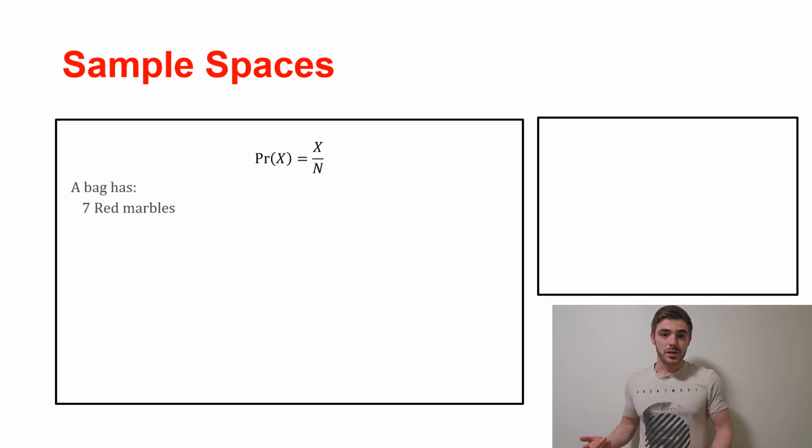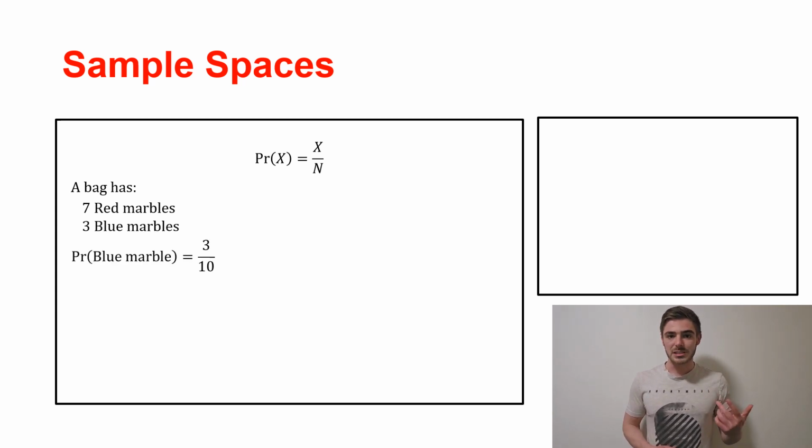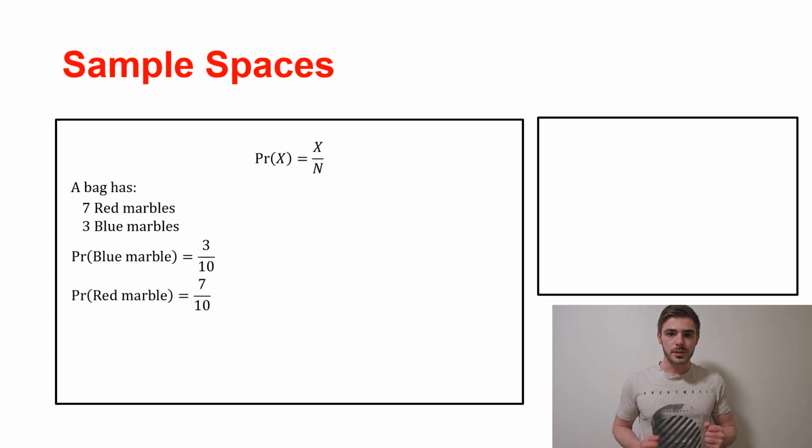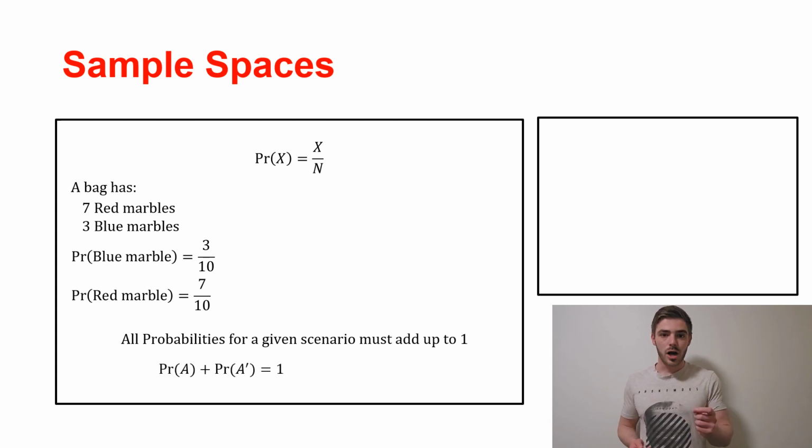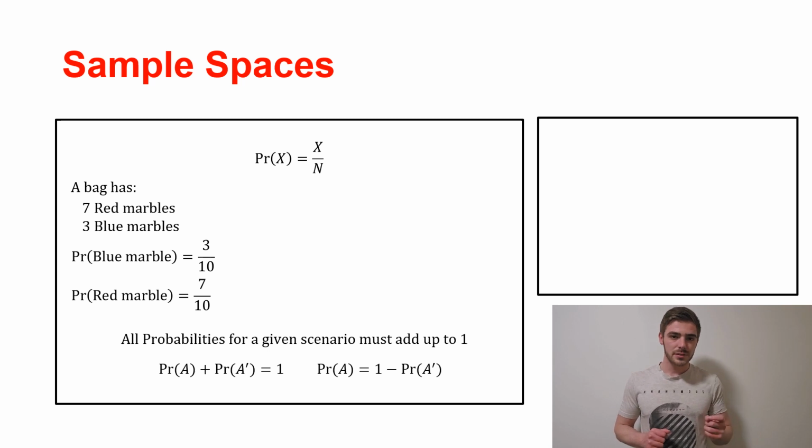If I have 7 red marbles and 3 blue marbles, then my probability of selecting a blue marble is going to be 3 out of 10. I have 3 desirable outcomes over 10 total outcomes. Similarly, I have a 7 out of 10 chance of selecting a red marble, which brings me to the next law of probability. All the probabilities in a given scenario need to add up to 1. This is most commonly written as A plus A prime equals 1, or rewritten as A equals 1 minus A prime. A is the probability that we're interested in, and A prime is everything except that probability.